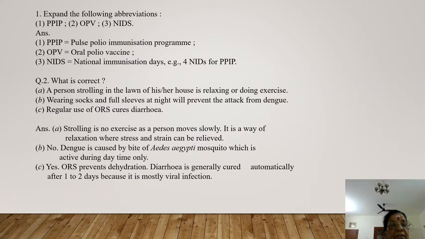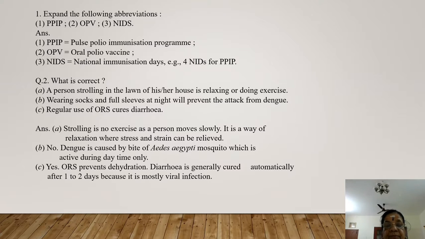The next one, just for general questions you should know. Expand the following. PPIP, that is Pulse Polio Immunization Program. OPV, Oral Polio Vaccine. And NID is National Immunization Days. For example, 4 NIDs for the Pulse Polio Program. For the Pulse Polio Program, 4 immunization days come, that is National Immunization Days.